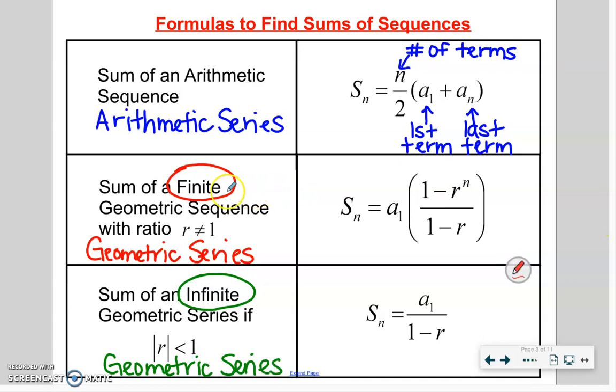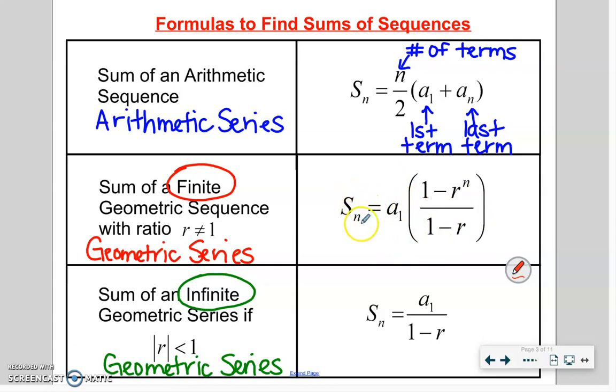A finite series means that you have a clear ending point. So you could say add up the first, I don't know, 7 terms. That's a clear ending point. An infinite series is one that goes on forever, which we'll talk about here soon. So here's our formula. Let's just break it down.